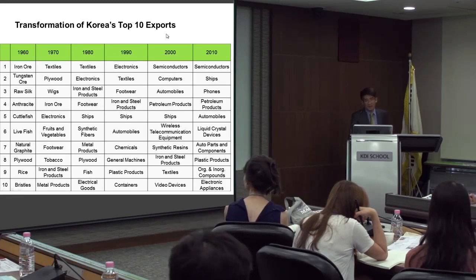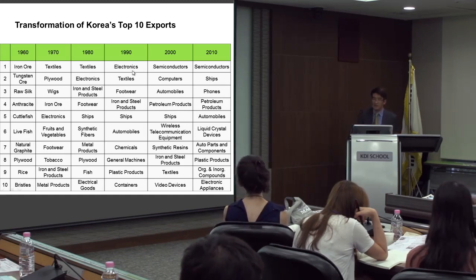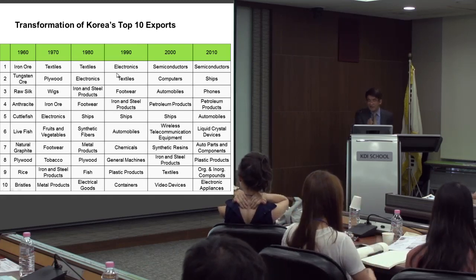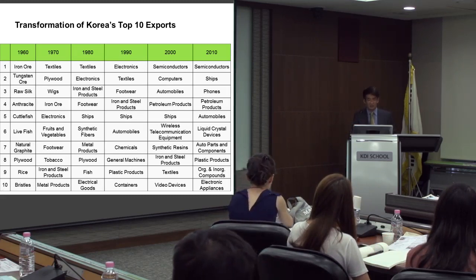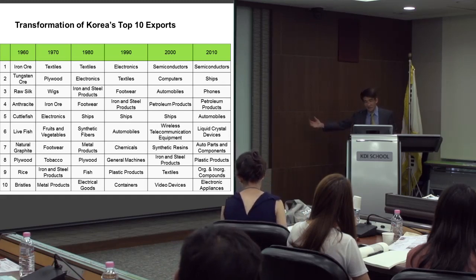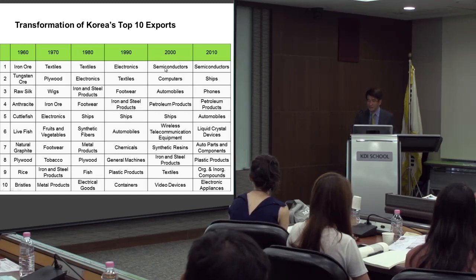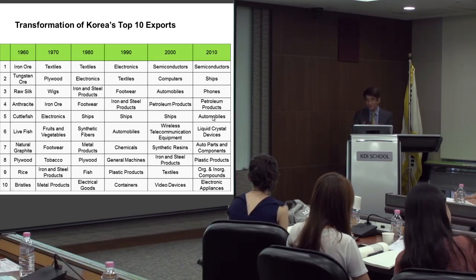By 1990, sophisticated manufacturing products like electronics had become the number one export product, supplemented by labor-intensive manufactures. But by this time, Korea was losing its comparative advantage in labor-intensive manufacturing to countries like China and Vietnam. So by 2000, labor-intensive manufacturing products get pushed out. Textiles is number 9 by this time. And top 3 items in 2000 were dominated by semiconductors, computers, and automobiles. And by 2010, you have top 3 items being semiconductors, ships, and phones.